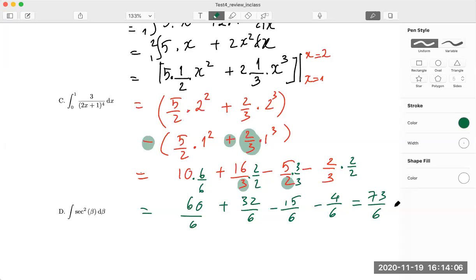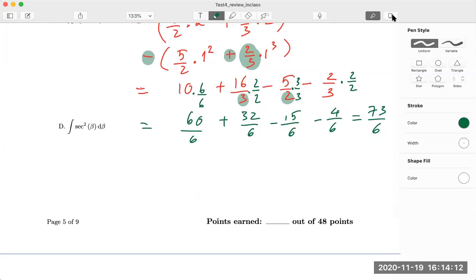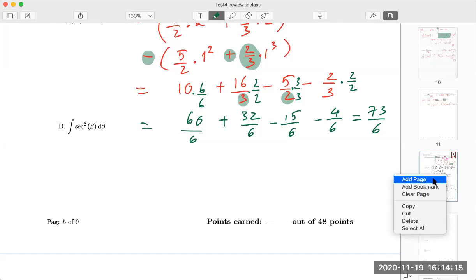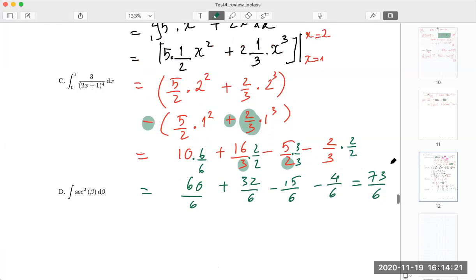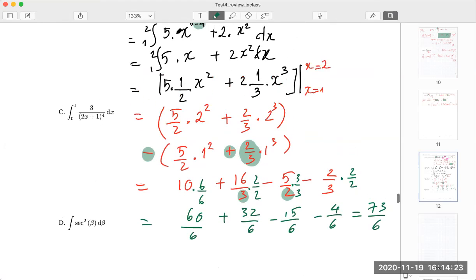You can double check it yourself. These are numbers, so we will not spend too much time on this. So is it clear? Yes. Very good. Now let us do question C here, right?